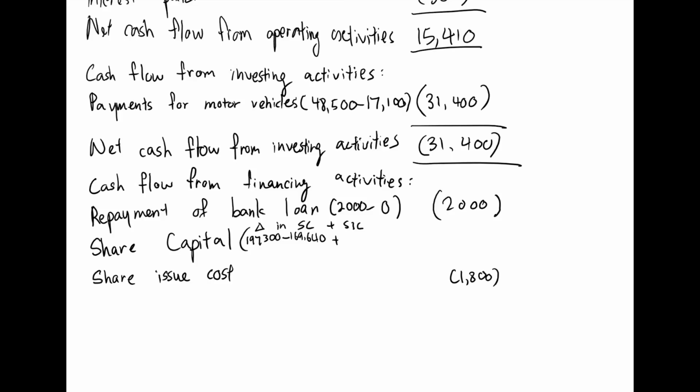And then you have to add your share issue cost, which equals 1,008, because I need to find out how much money I have issued initially. So I have to add back the share issue cost first. So 197,300 minus 169,640 plus 1,008, you will get 29,460. So this 29,460 is the amount of money that I have raised from my share issuance.